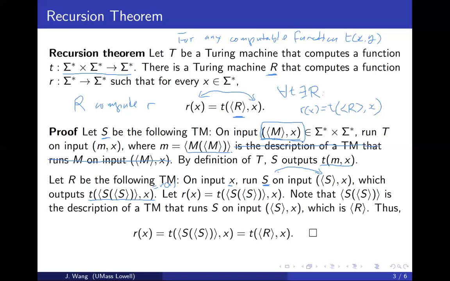So now we look at this thing, which is a description of a Turing machine that runs S on input X. Remember, this M becomes S, so it's now on input encoding of S comma X, which is just R. This R runs S on this input, so this is just a description of R. So that's what we have here.